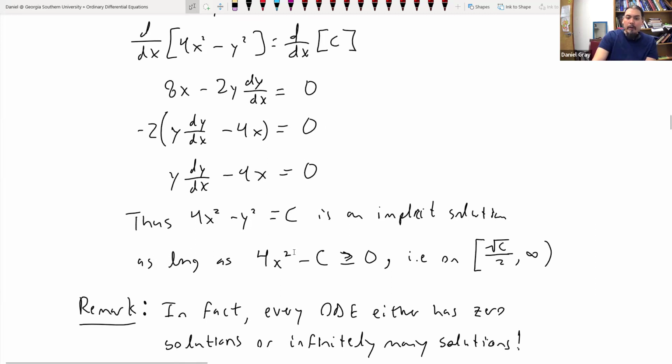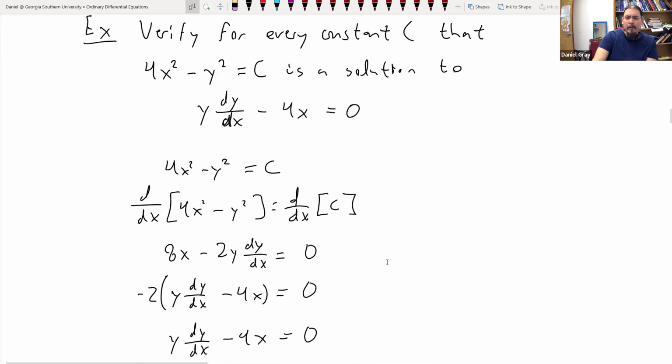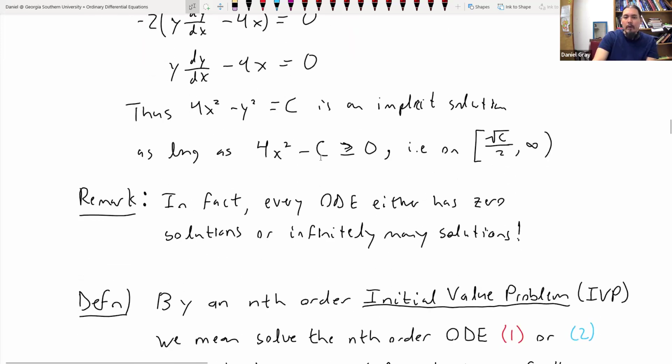As long as 4x squared minus c is greater than or equal to 0. Why did I write that? Well, the reason is that if you do the same trick as we did above, solve for y squared and take the square root on both sides, we get that 4x squared minus c needs to be greater than or equal to 0. And so that means that x has to be in this interval in order for it to work.